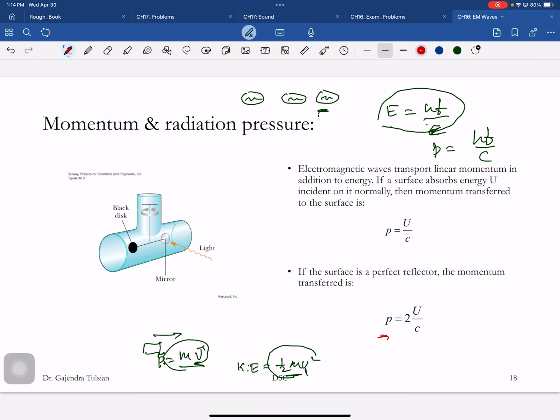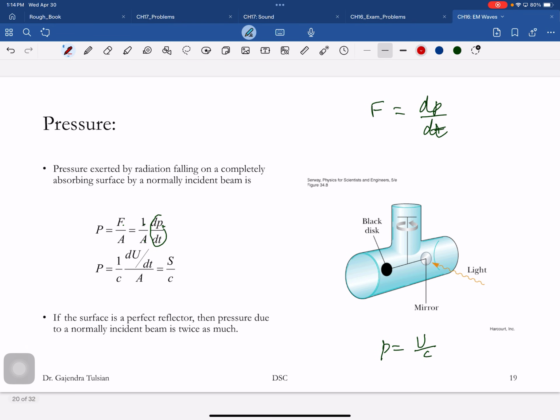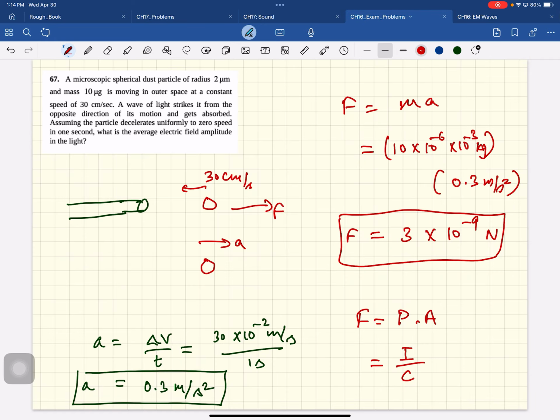So this is the momentum transferred when you absorb this much energy. The pressure is S, the Poynting vector, divided by C. That's the intensity. Okay, so the average pressure is intensity divided by C times the area.